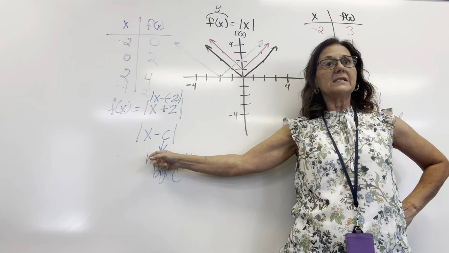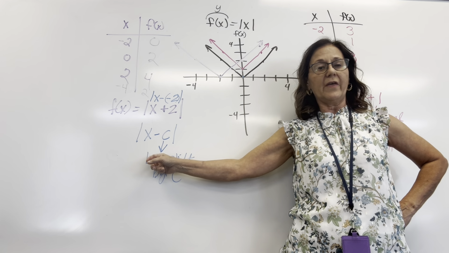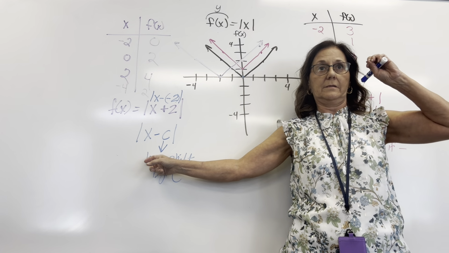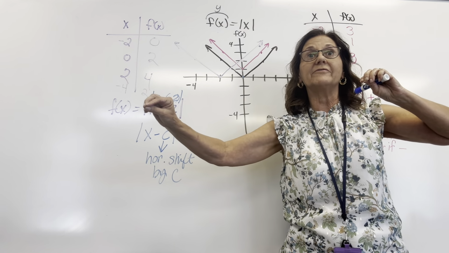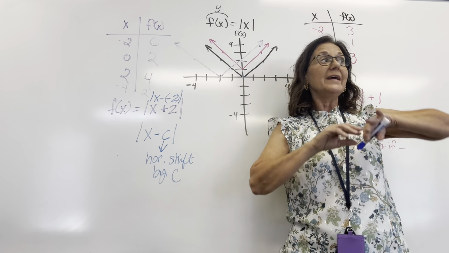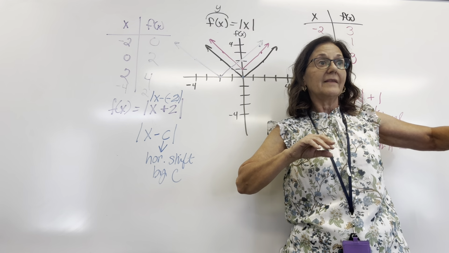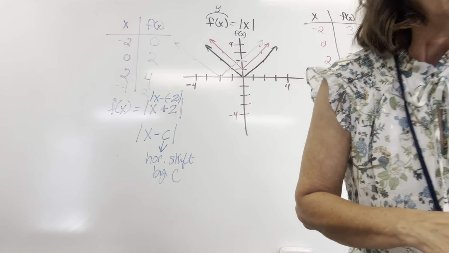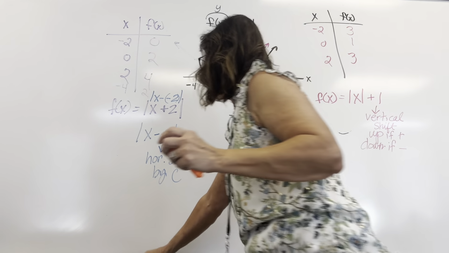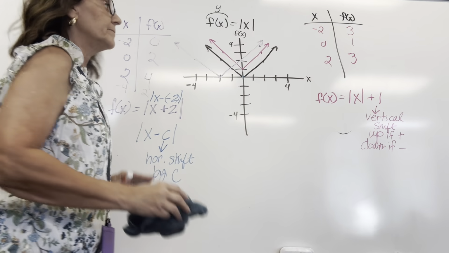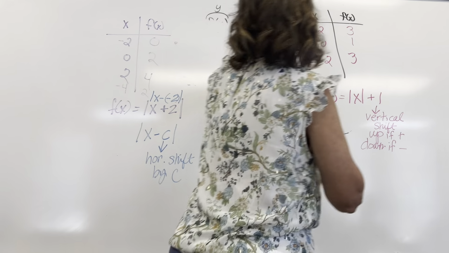But anytime it's inside the bars or inside parentheses with x, you think opposite. So +2 is to the left. -2 is going to be to the right. Got it? All right, so let's just look at several functions. I'm just going to write several functions, and you're just going to tell me vertical shift, horizontal shift. All right?